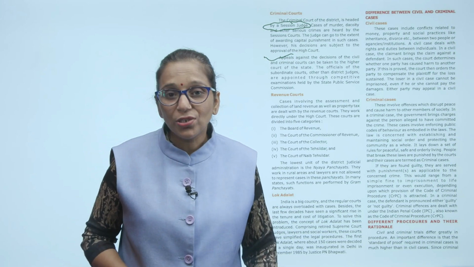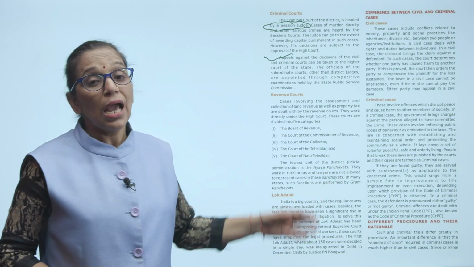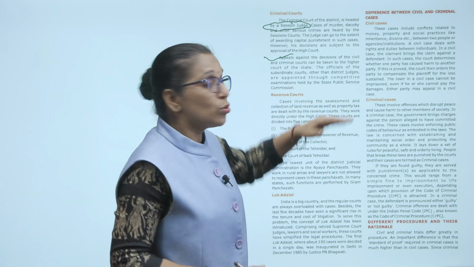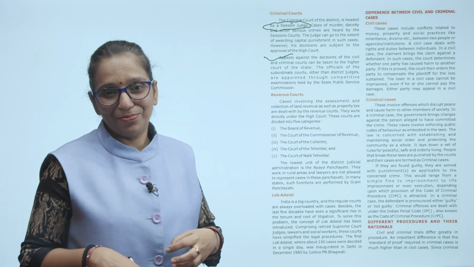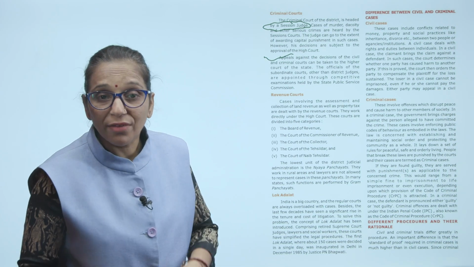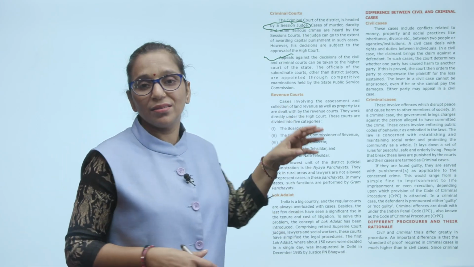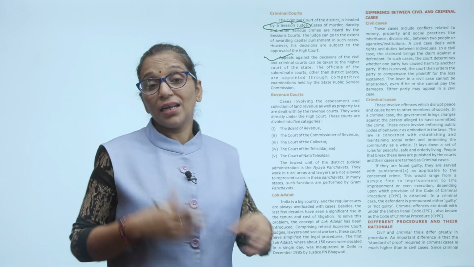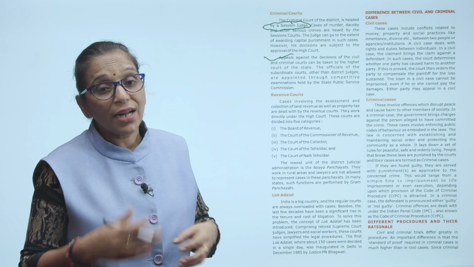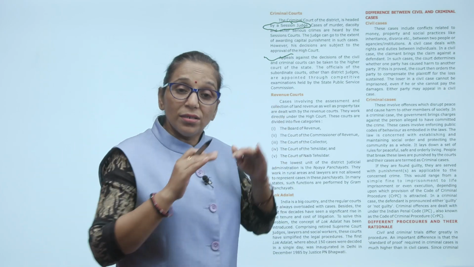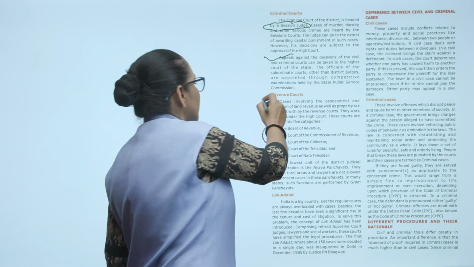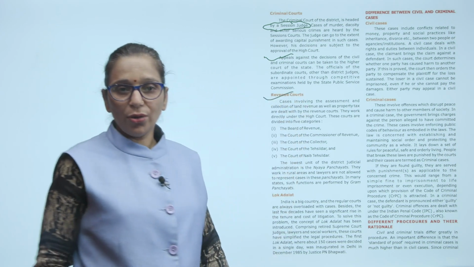So, the officials of the subordinate courts and other district judges are appointed through a competitive exam. Means by giving the competitive exam held by the State Public Service Commission, SPSC, the person can clear the exam and after that be directly appointed as a district court judge. Now moving to the next court, that is the revenue court.